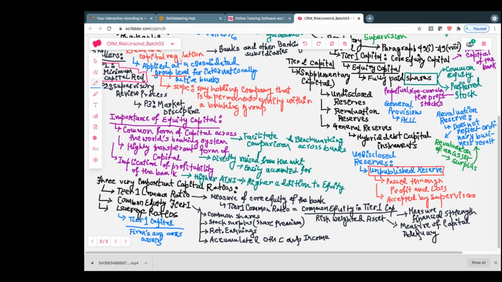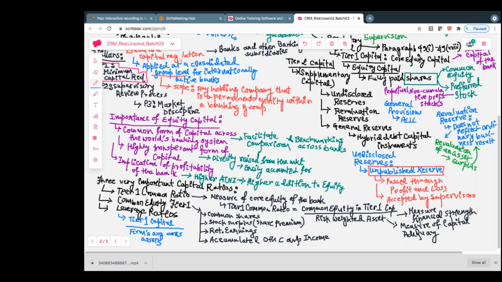Okay, fair. Actually, I have one. Hi, Tanmay. I have one query. So it's the tier one common equity and common equity tier one. So in common equity tier one, in addition to the common shares, we are also taking the stock surplus, retained earnings, and accumulated income into consideration. And is the formula same? The denominator, is it risk weighted assets for that also?